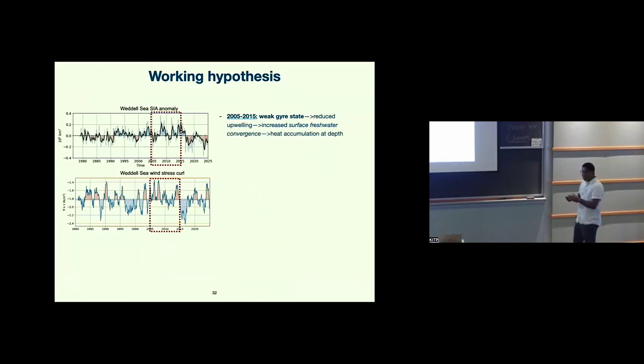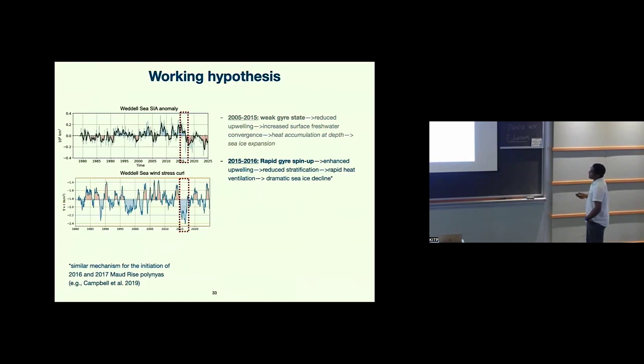Right? Because the gyre is divergent at the surface, and so if you weaken the gyre, you may anticipate a convergence of freshwater, but that's a speculation. But critically, you're accumulating heat at depth with increased stratification.